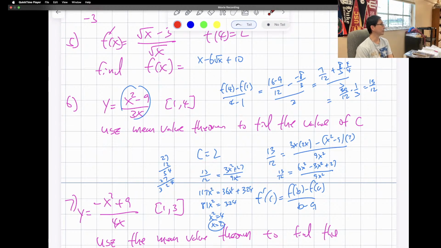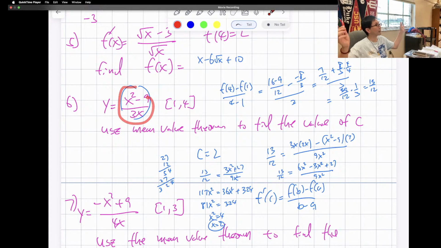Kaden asks, wouldn't it be positive and negative 2 because you have to square root it? No, -2 is not in the interval between 1 and 4. Right, because you have to be within the interval. Also realize x cannot equal 0, because 0 is not defined, so it's not continuous and not differentiable. If the question were between -1 and 4, you would say the mean value theorem does not apply.